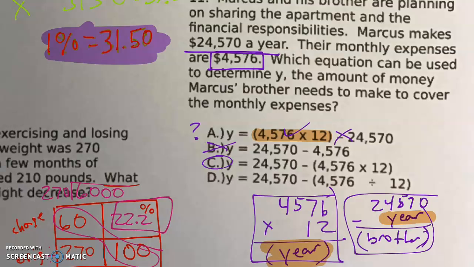Let's look at D. I'm just looking at the end here, they divided by 12. Well, the yearly expense isn't 4,576. That's the monthly expense. So D cannot be it. So it has to be C. Okay.